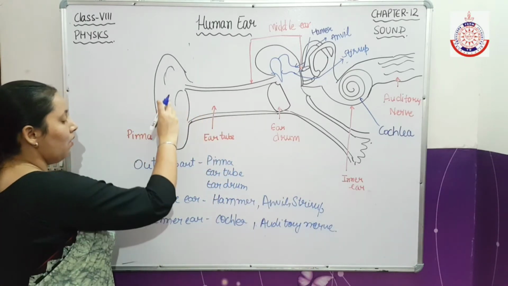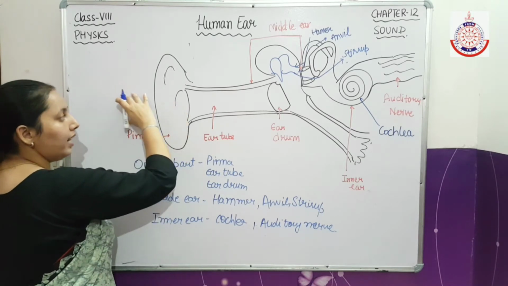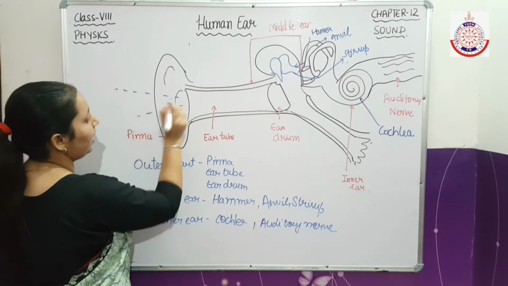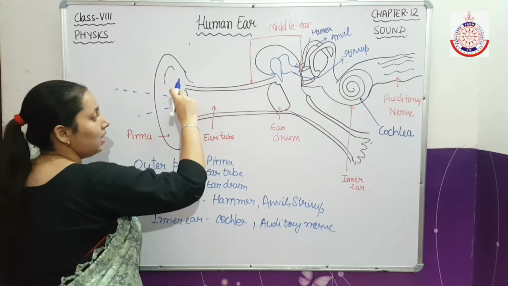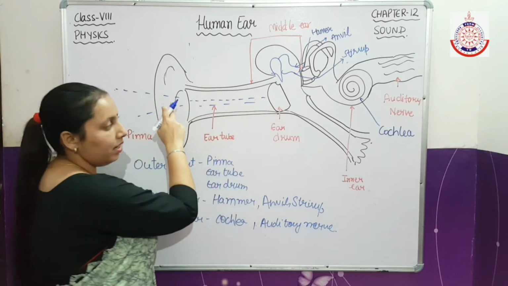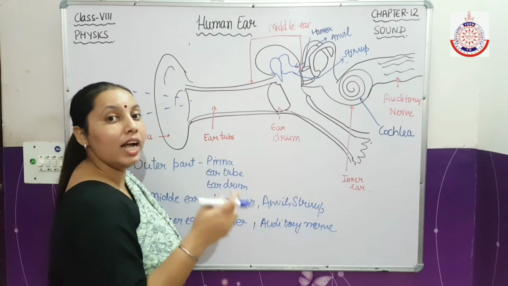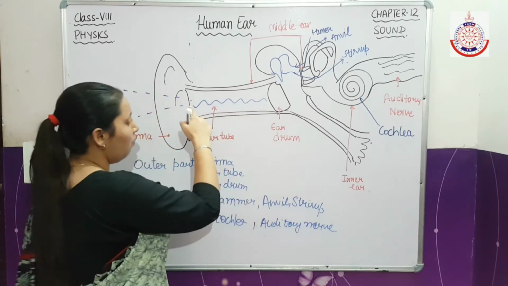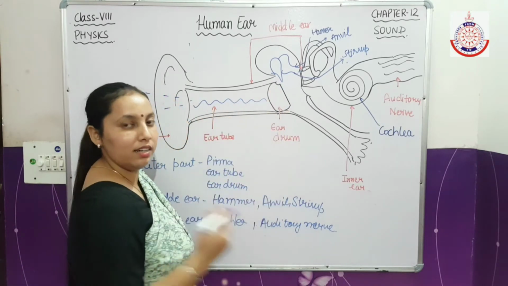Now, how are we able to hear the sound? Let's discuss. What is the function of this outer part? This outer part collects the sound from the surroundings. The sound is collected by this outer part of the human ear, and this sound travels through the ear tube. I told you how sound travels. It travels in the form of waves. So sound travels through the ear tube and strikes the eardrum.